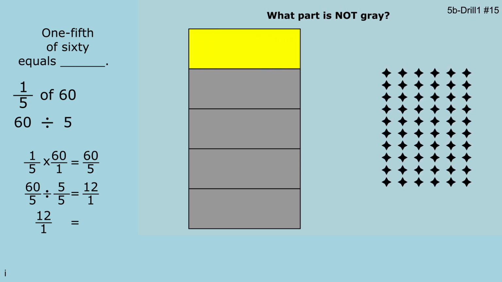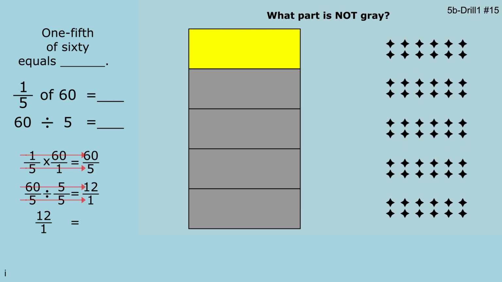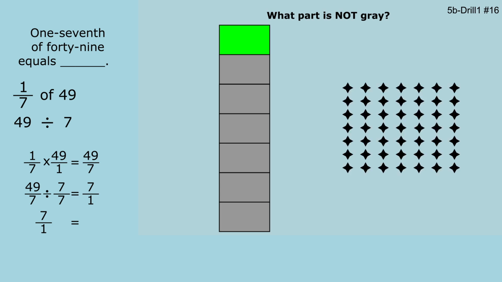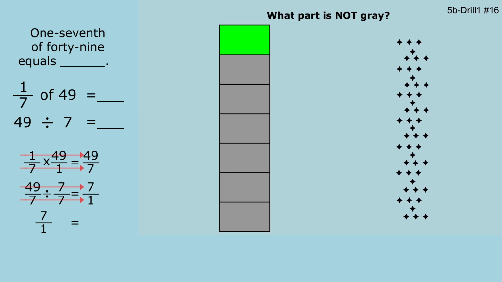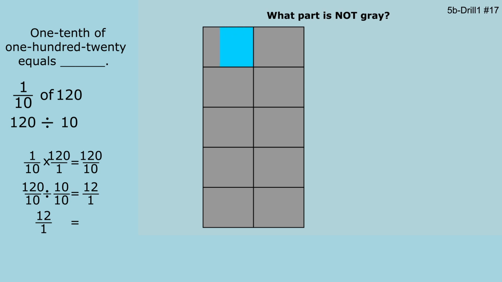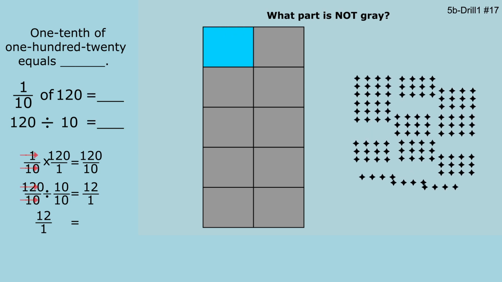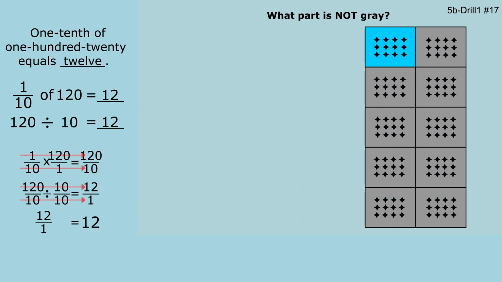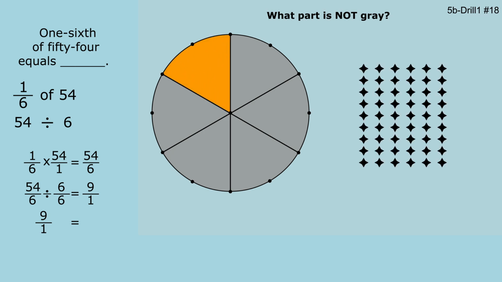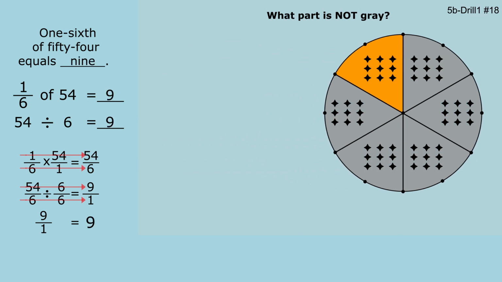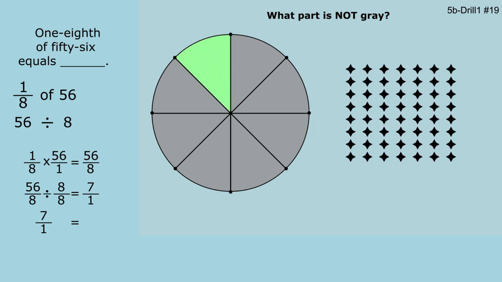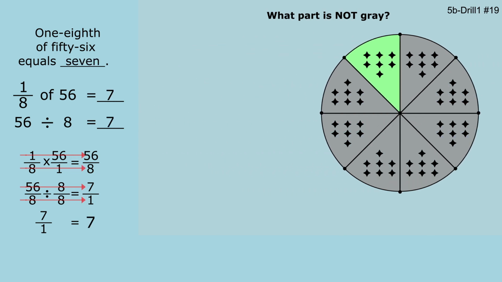1/5 of 60 is 12. 1/7 of 49 is 7. 1/10 of 120 is 12. 1/6 of 54 is 9. 1/8 of 56 is 7.